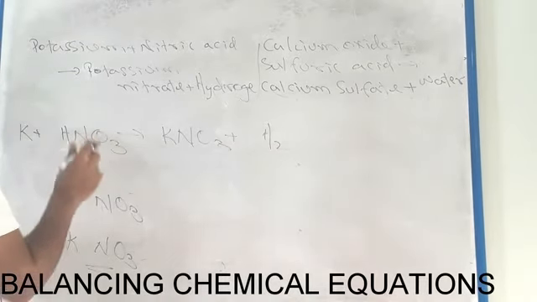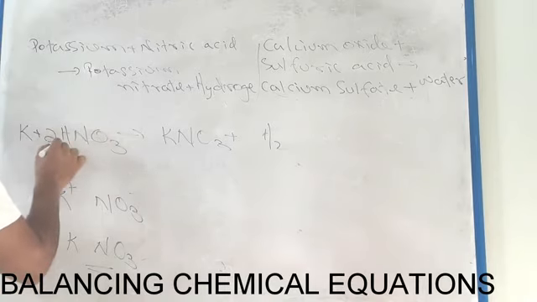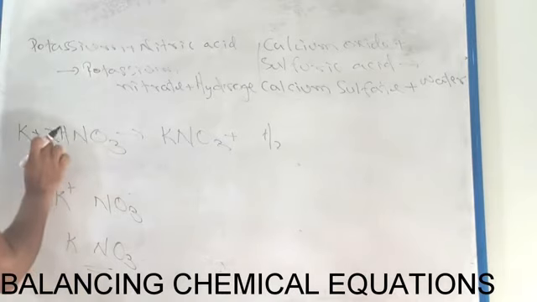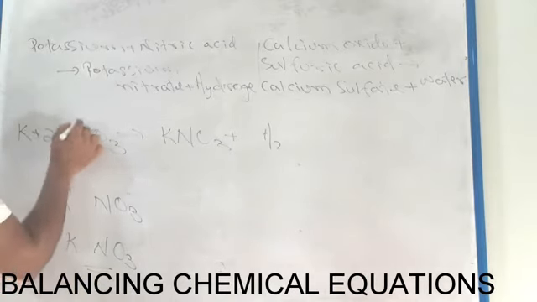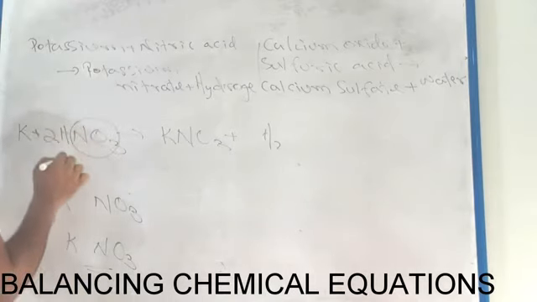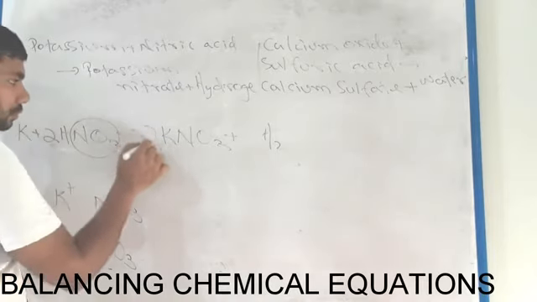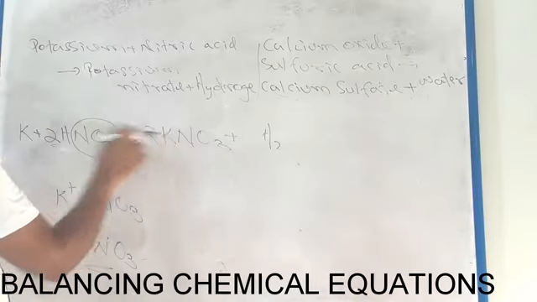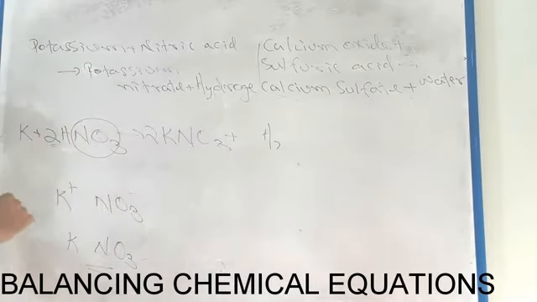So how can you balance here? You have to put two hydrogen, 2HNO3. Now how many NO3 here? 2 NO3. So you have to put here 2KNO3. Now here 2K, put here 2K. So 2K plus 2HNO3 giving 2KNO3 plus H2.